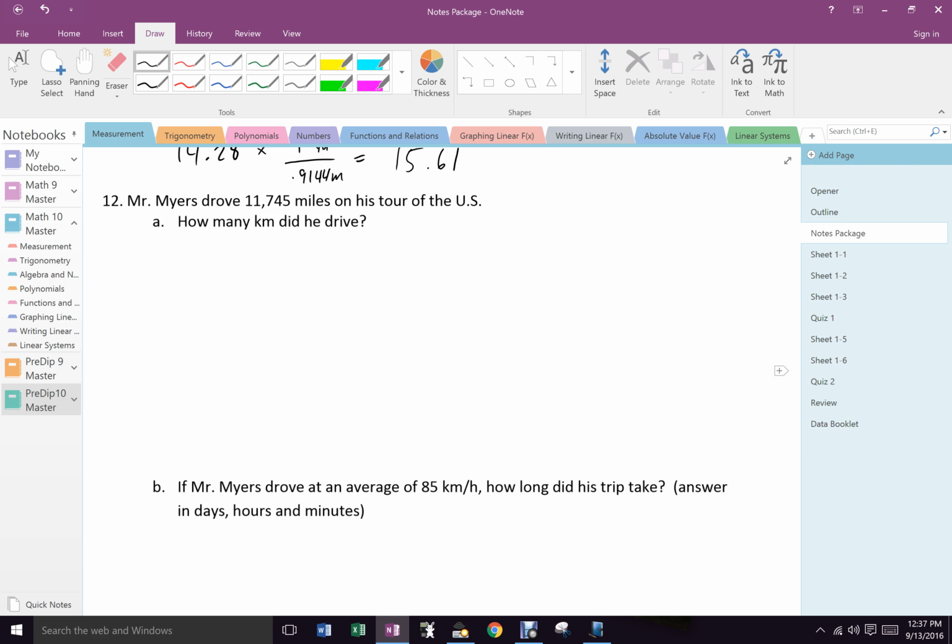So you guys go ahead and try these two. Please look at B. B is difficult. It makes you do a conversion that I've never given you conversions for. You got to figure it out. But the first one's easy.